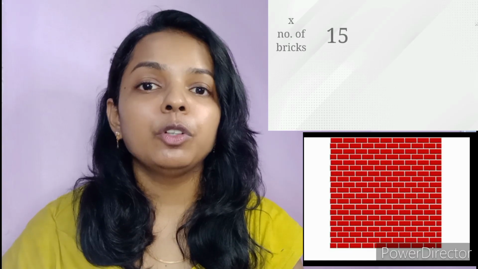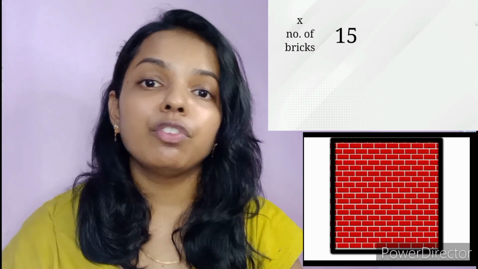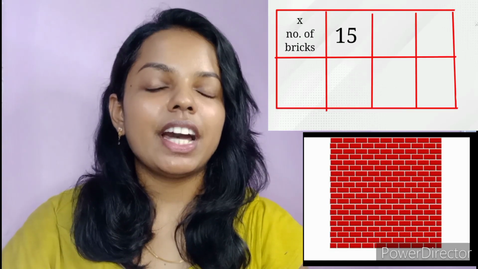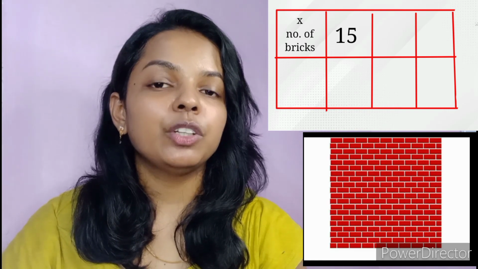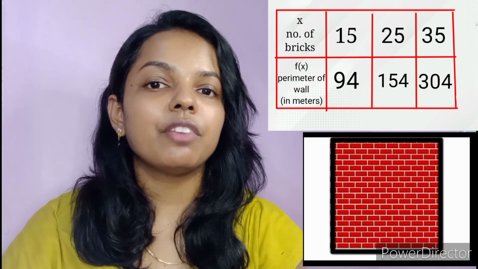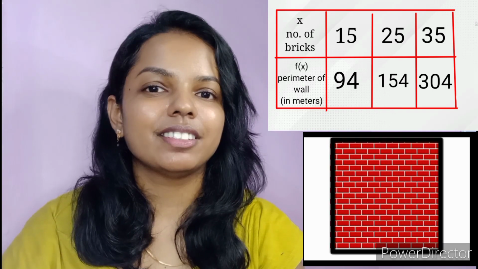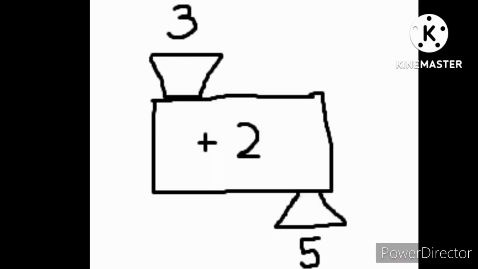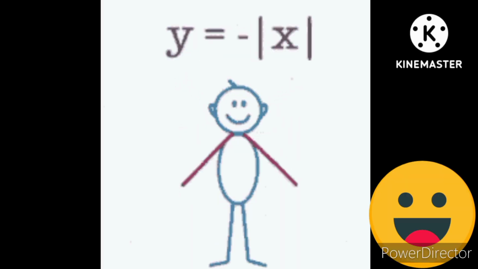So if you have 15 bricks, then you will be able to build a wall having 94 meter perimeter. If you have 25 bricks, then you will be able to build a wall having 154 meter perimeter, and so on. Some more examples of a function are displayed.